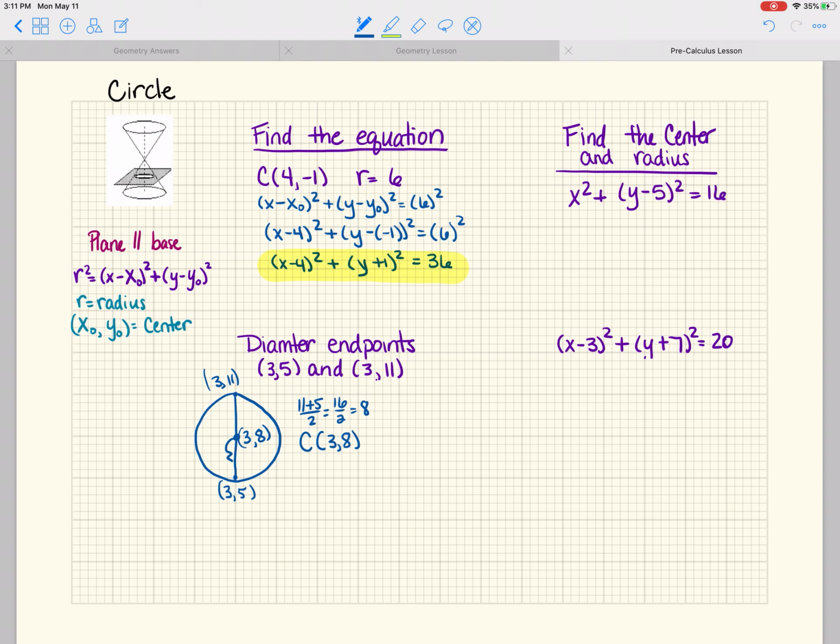The distance between the center and any one of the endpoints is going to be our radius. So in this case, our radius is 3. Then we can take this to our equation: (x minus 3) squared plus (y minus 8) squared equals 3 squared, which is 9.